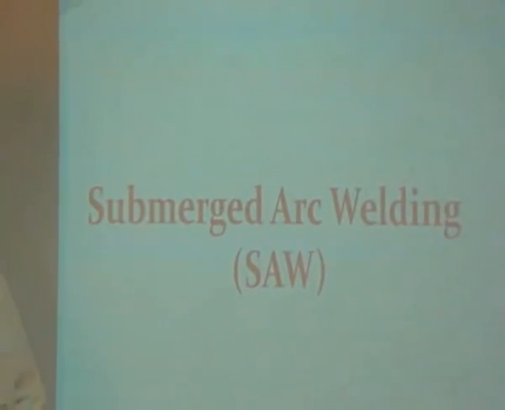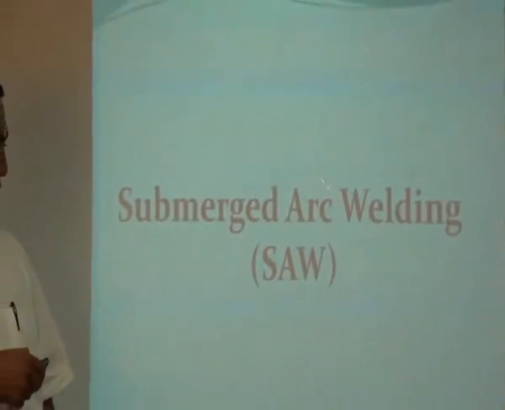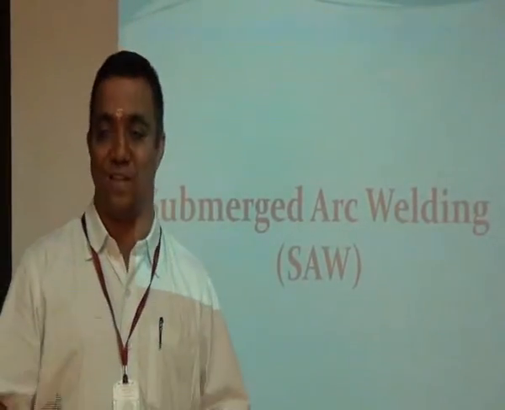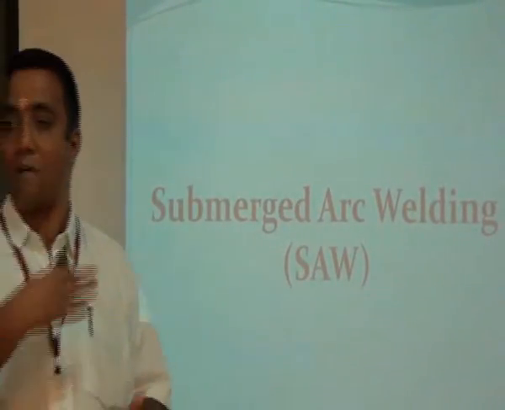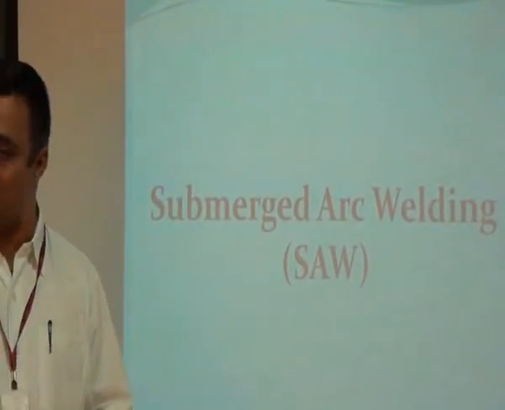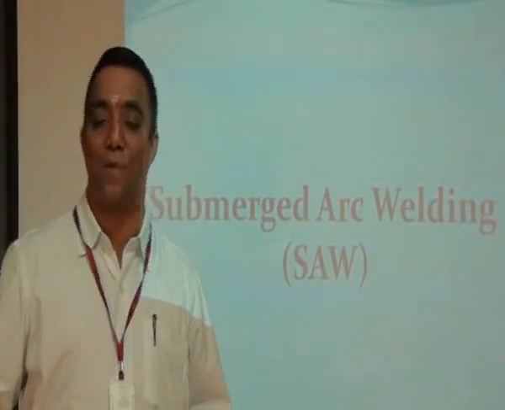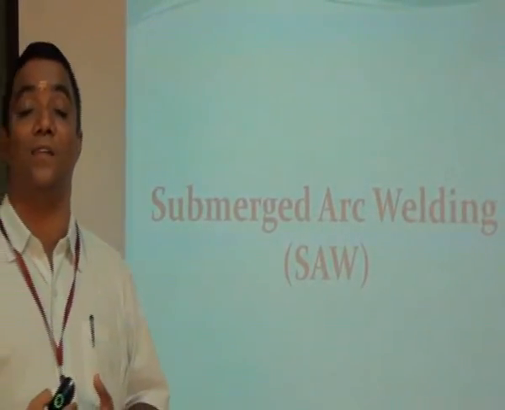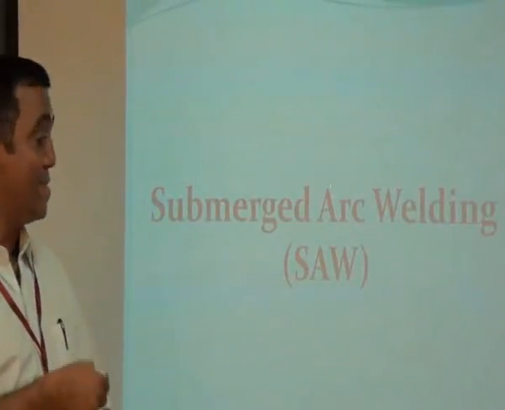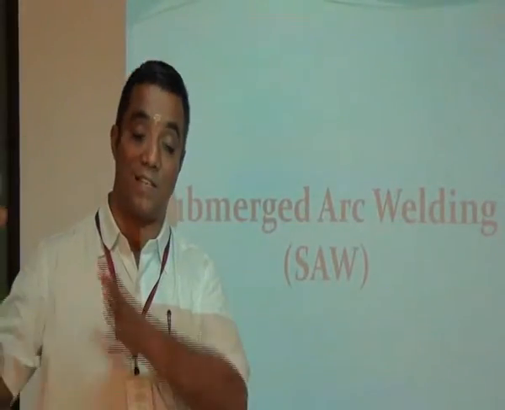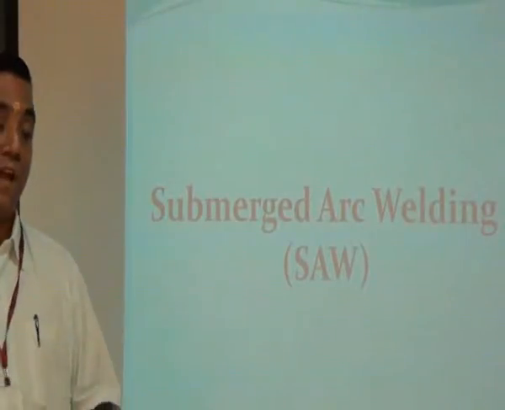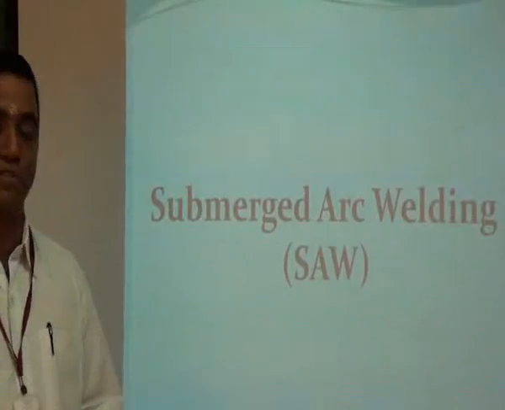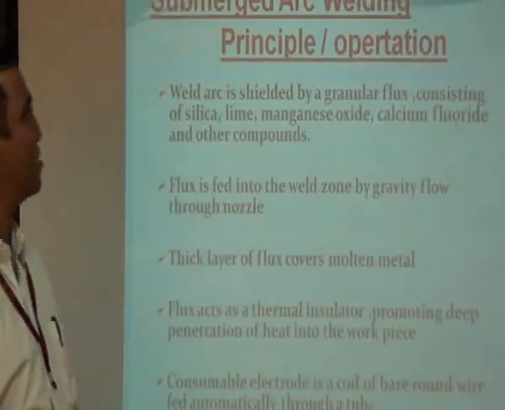The name has two words. One is submerged, then you have arc. The arc is submerged. The arc is not visible to the welder. As in the case of shielded metal arc welding, or the TIG welding process, or the GMAW welding process, or the flux core arc welding process, the arc can be controlled by the eye contact of the welder. But here the arc will be submerged. Only thing is the welder or the setter has to first set it, and then the arc is invisible. That's why it is called the submerged arc welding process, and it is a fully automatic process.